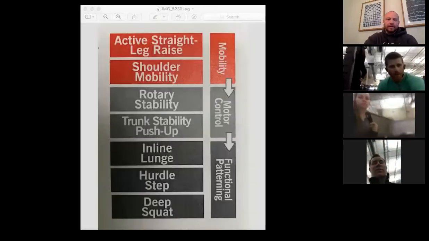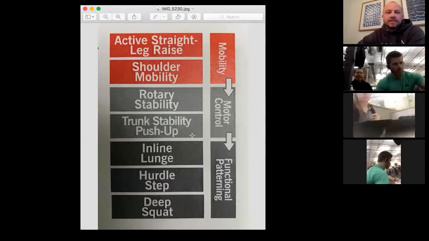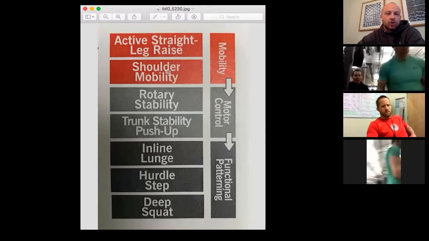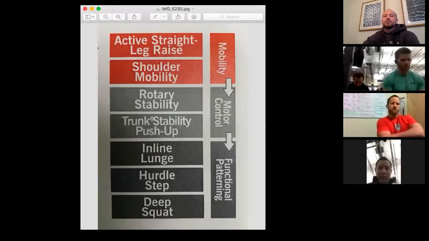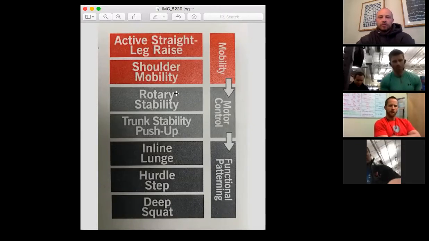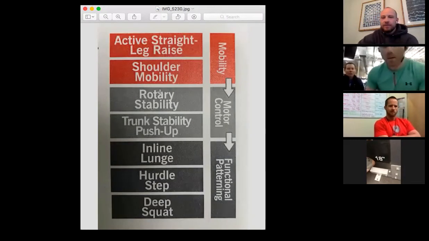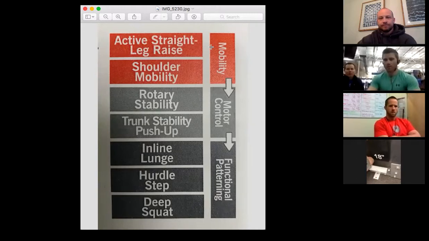All right, Layne. So we're talking trunk stability. I'm going to get this little sheet popped up here for us, trunk stability in the FMS. So what we're looking at, guys, is we have active straight leg raise, shoulder mobility, rotary stability. So trunk stability push-up, that's the one we're talking about today. Okay, and so Layne, why don't you talk about kind of the definition of it? What are we looking for? And then if you need me to pull up different things, I can do that.